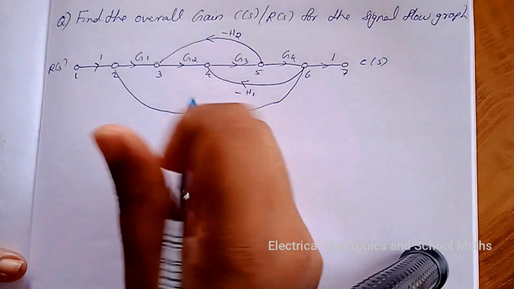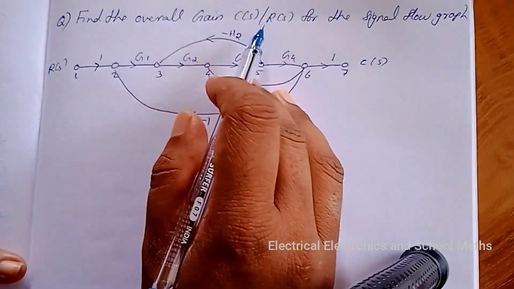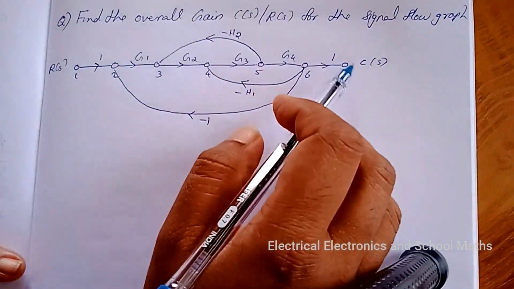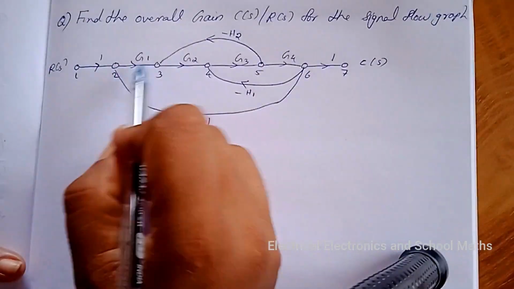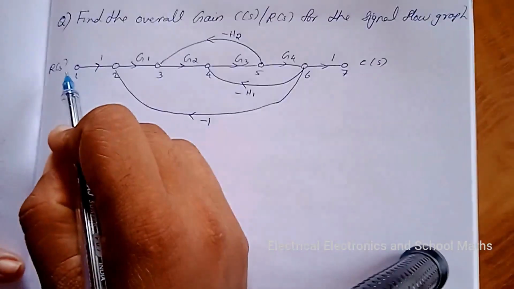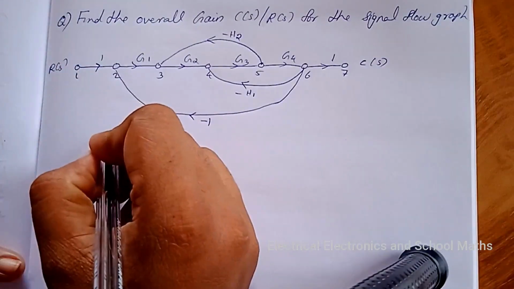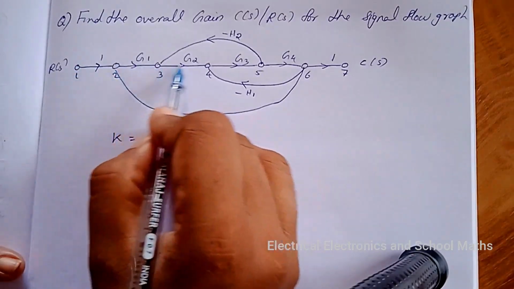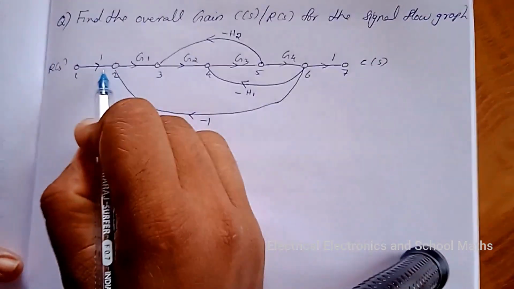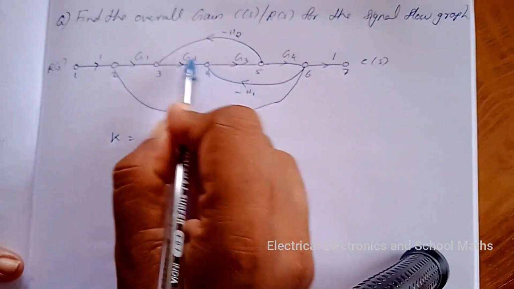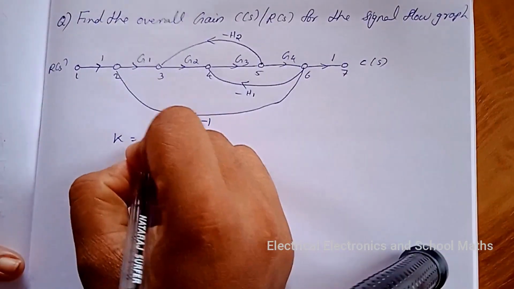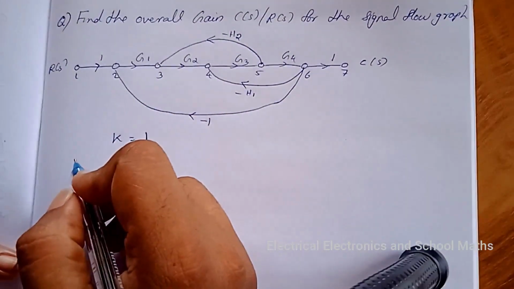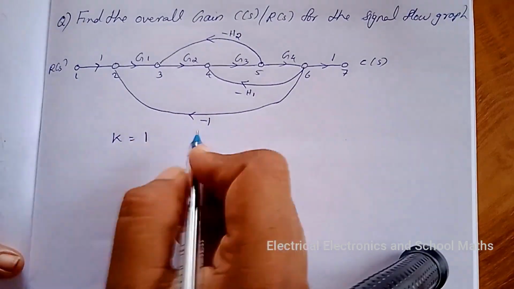Let us do another problem. Find the overall gain C of S divided by R of S for the signal flow graph. So this is the given signal flow graph. There are 7 nodes. So first step is find the number of forward paths K. So this is one forward path. So only one forward path is there. And find the gain of forward path.